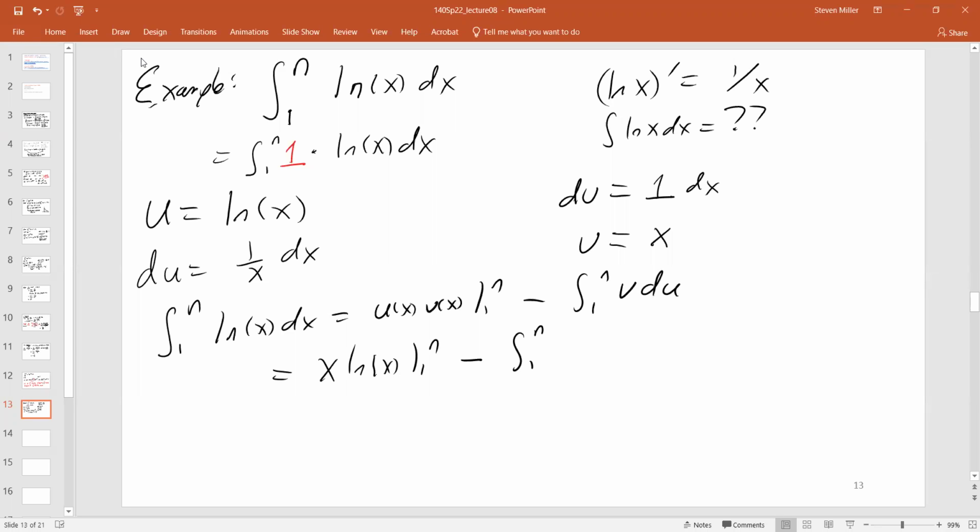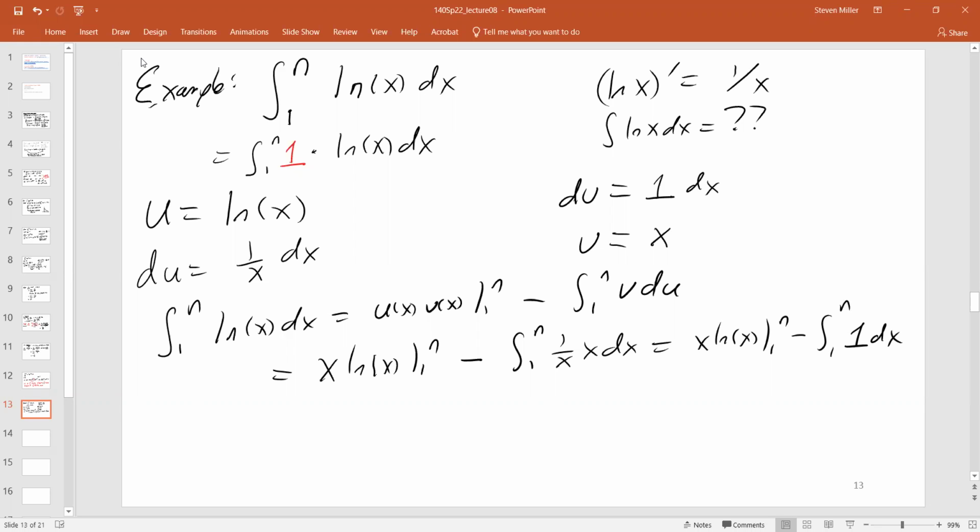So what is v du? It's 1 dx, right? It's just 1 over x times x dx, which is just x natural log of x from 1 to n minus the integral from 1 to n of just 1 dx. Life is good, right? This is integration by parts at its finest.